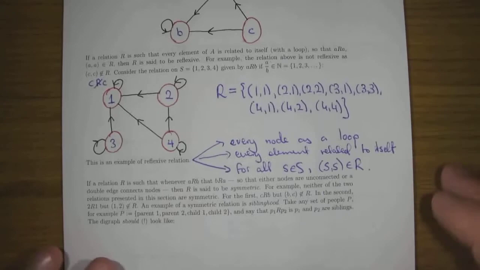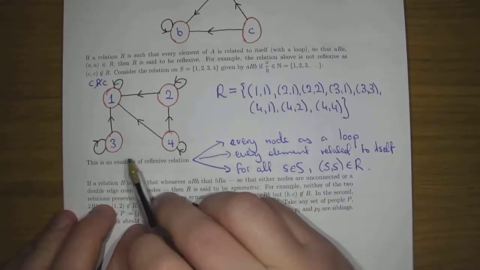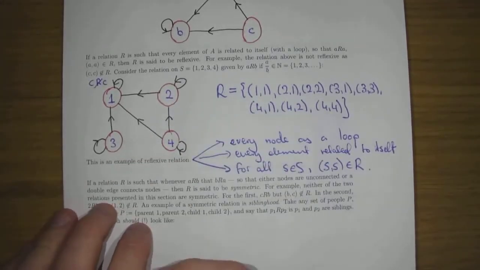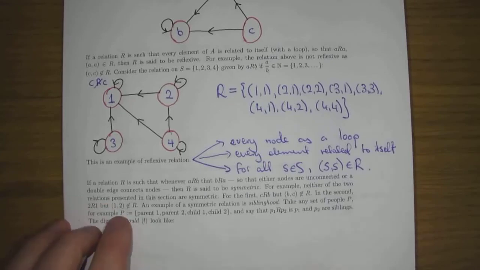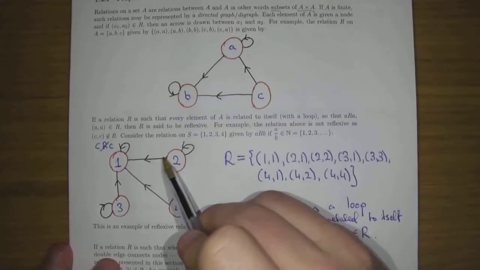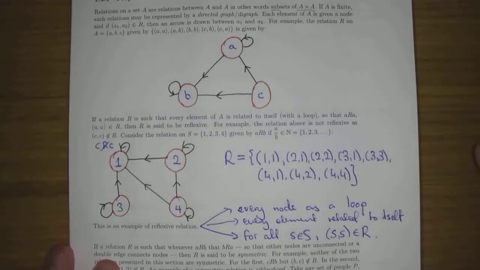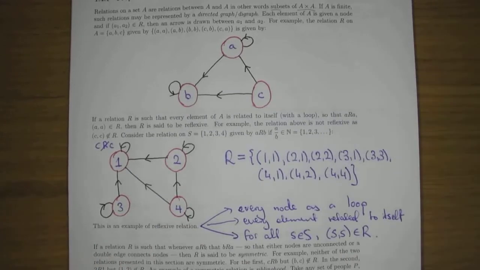The other thing that's fine is, say 3 and 4 here are unrelated. That's not an issue. The issue would be, say in the second one, 2 is related to 1, but 1 is not related to 2. So they are examples of not symmetric relations.